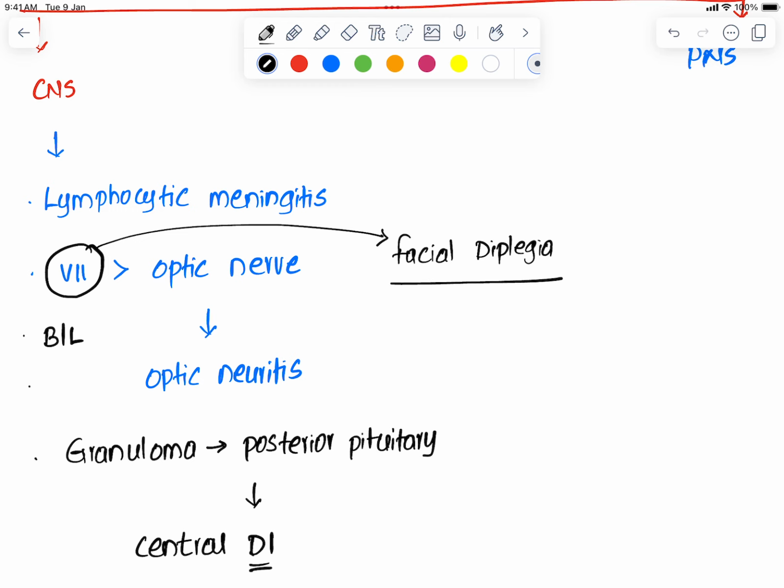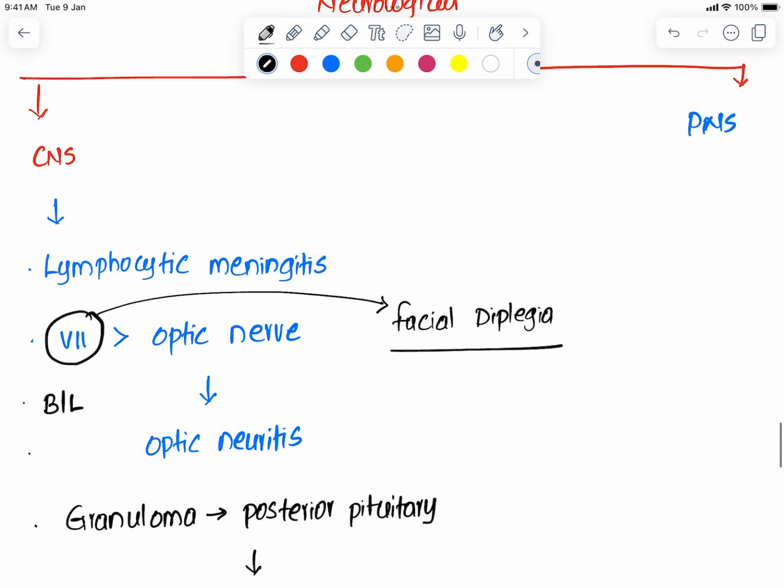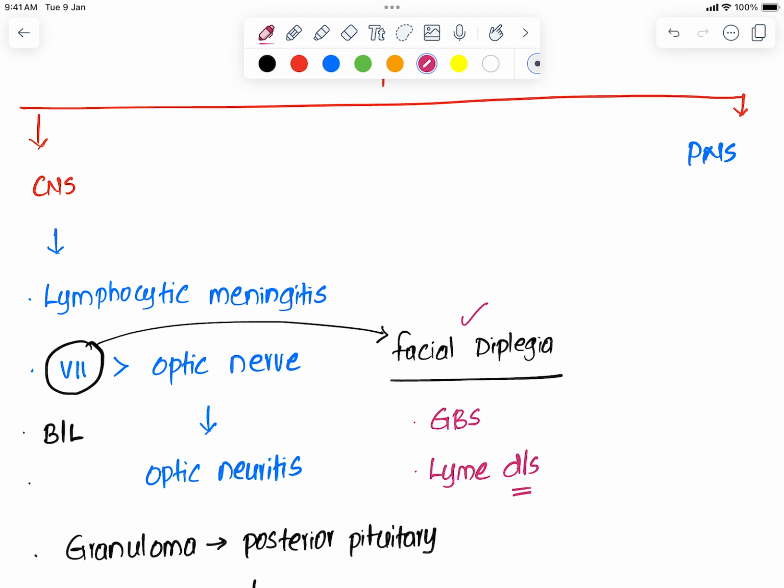These patients develop facial diplegia, and for this facial diplegia you have many differential diagnoses. What are the differential diagnoses of facial diplegia? Facial diplegia is also seen in Guillain-Barré syndrome, and it is also observed in Lyme disease.